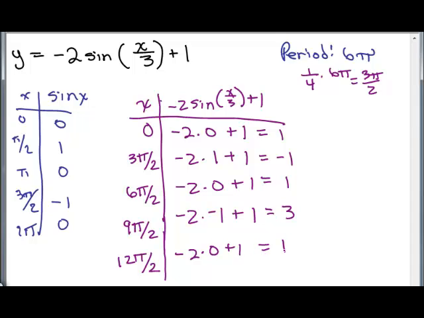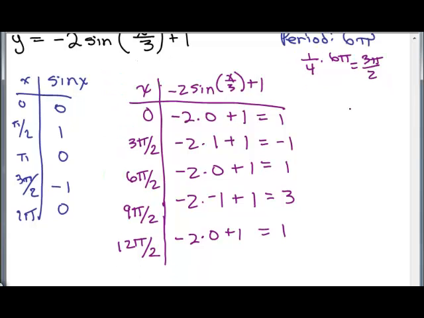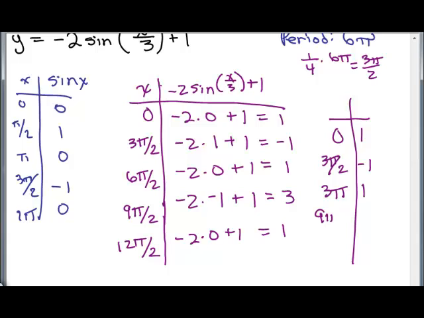So our ordered pairs are 0, 1; 3 pi over 2, negative 1; I'm going to write this as 3 pi, 1, right? 9 pi over 2, 3; and 6 pi, 1.